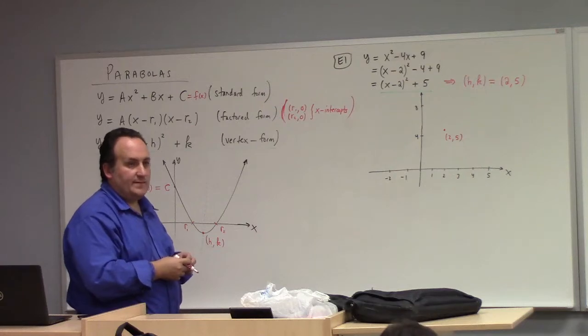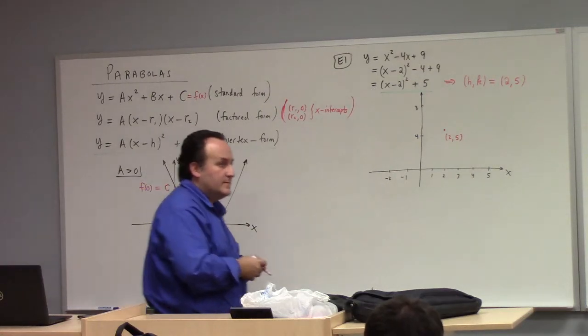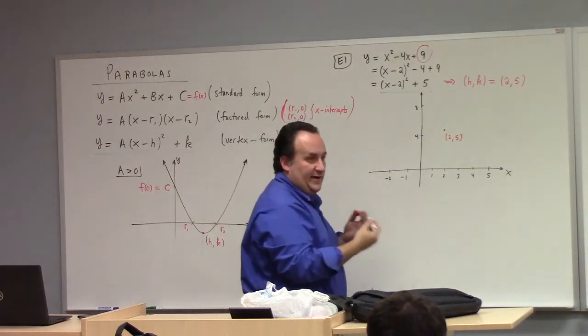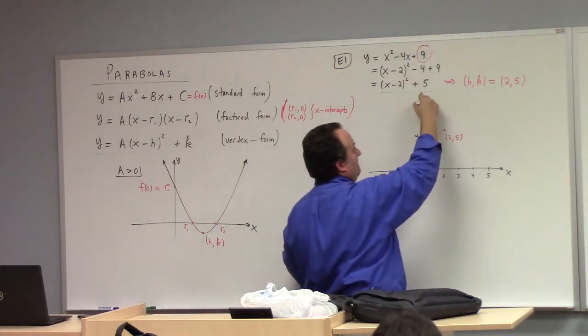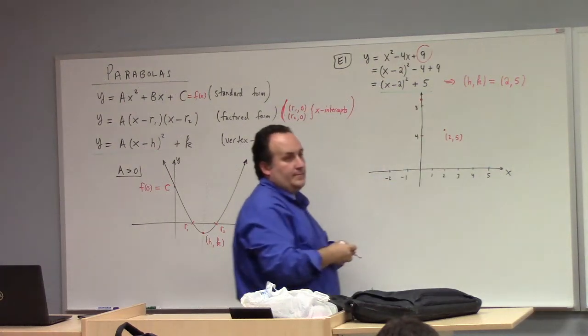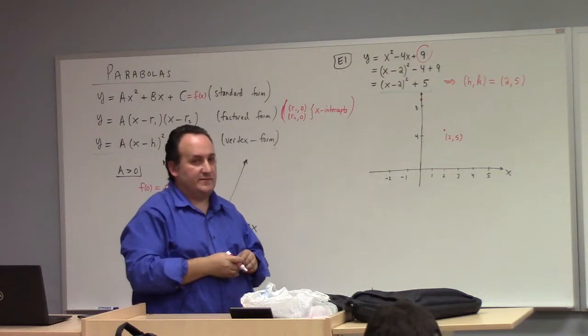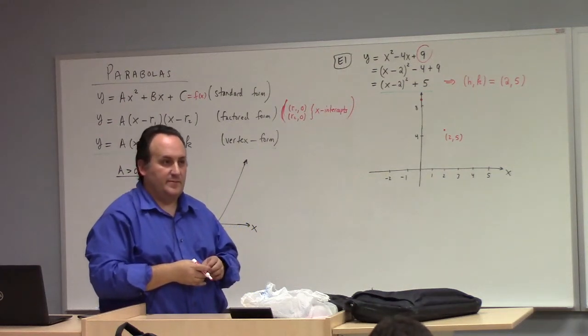Without really working more. How about this? This 9 tells me the y-intercept is 9, right? I've got 2 points on the graph, and one of those points is the vertex. That's enough to graph the parabola by the symmetry.